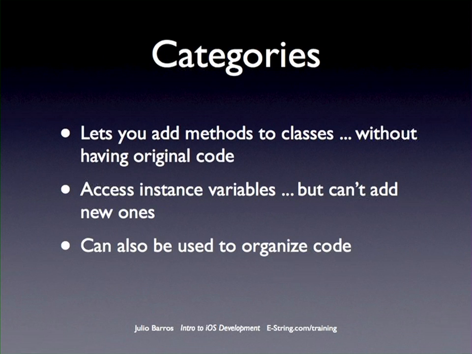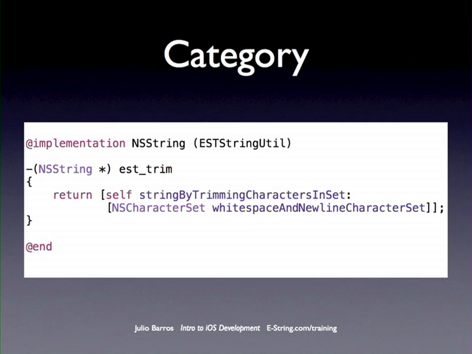Categories are a way of adding methods to an existing class. So for example, if there's a method that you really think belongs to the class NSString, you can add it to all NSString objects by using a category. For example, the method to trim whitespace from a string is really wordy. So I could create a category with a method called est_trim that does it for me, and I can use that with any string in my app. Make sure to prefix it with your 3 letters so that the name does not conflict with someone else's category or any new methods that are ever added to NSString.